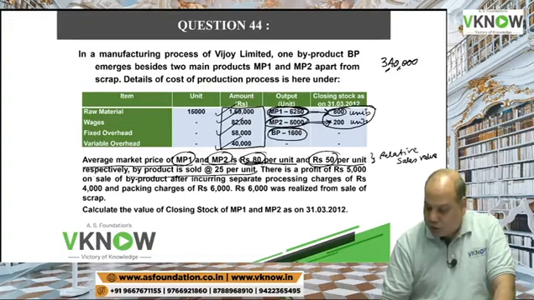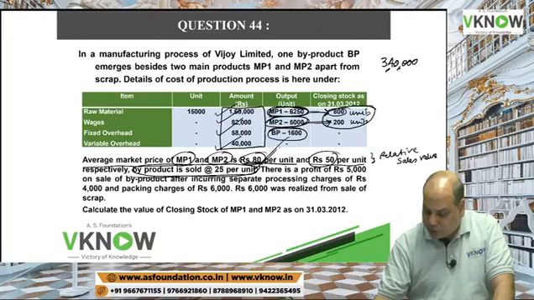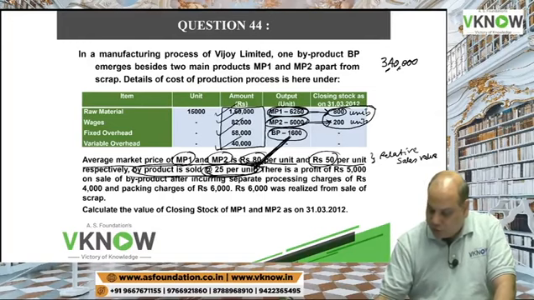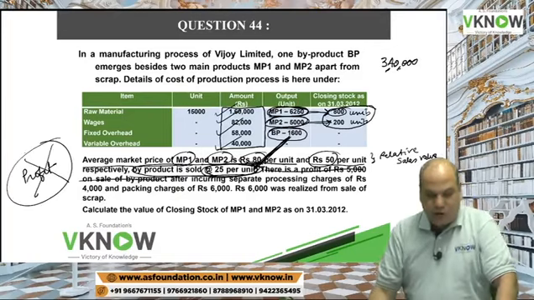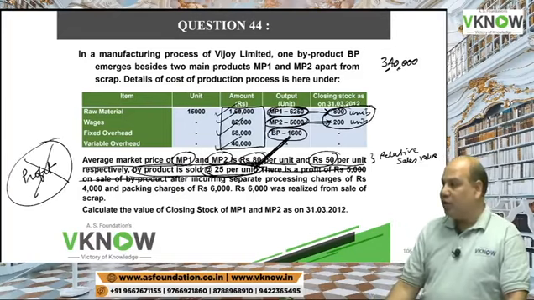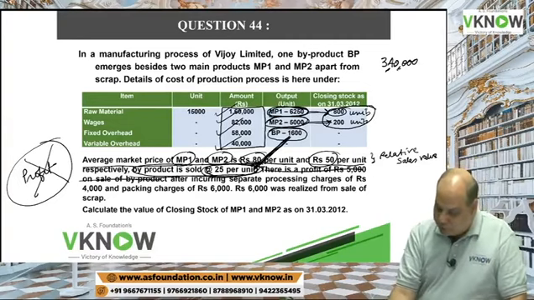Byproduct is sold at rupees 25 per unit. Byproduct quantity 1,600, selling price 25. There is a profit of 5,000 rupees on byproduct. Profit on sale of byproduct is not considered. That is given to confuse you.